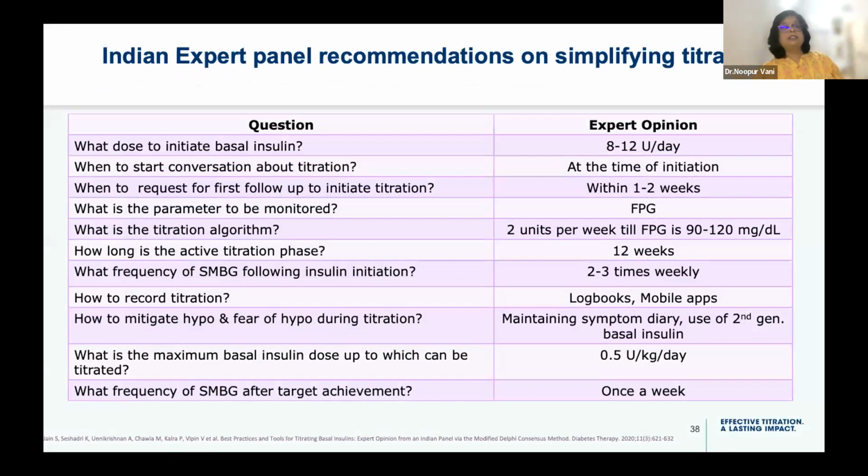So these are some of the very common questions about insulin. What dose to initiate basal insulin? 0.1 to 0.2 units per kg body weight per day.